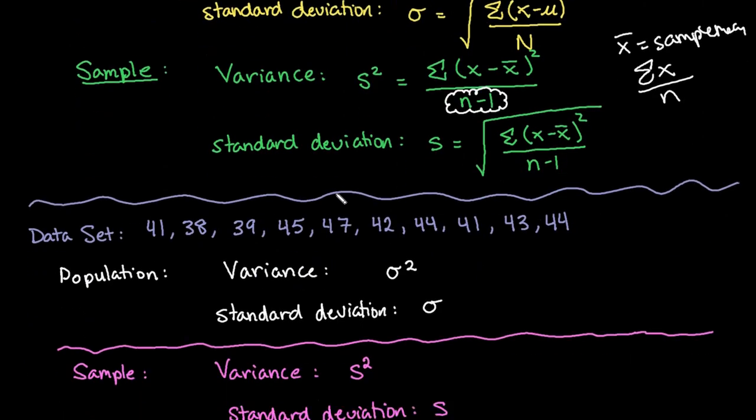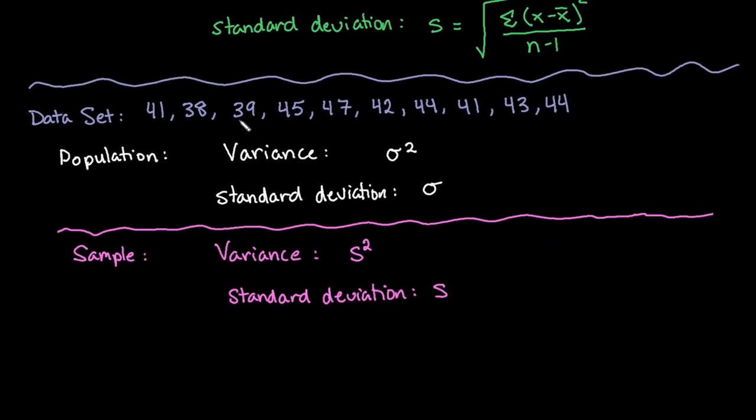So what we're going to do is use this data set here: 41, 39, 45, 47, 42, 44, 41, 43, and 44. And we're going to find the variance and the standard deviation, both for a population and a sample.